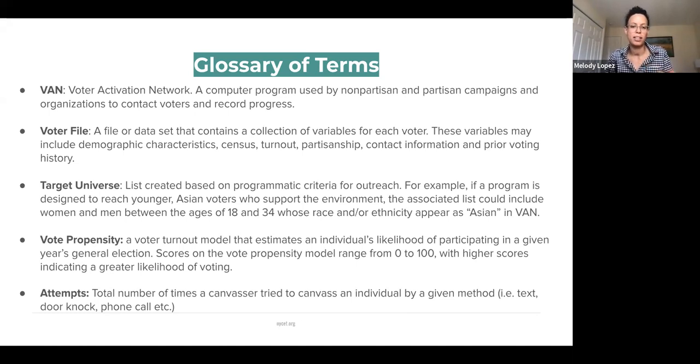The last term is attempts, which is simply the number of times somebody tried to talk to someone on the list using any of the tactics I mentioned, whether phone banking, calling, or texting. I just wanted to offer that before digging into the other pieces, so things are hopefully clear.